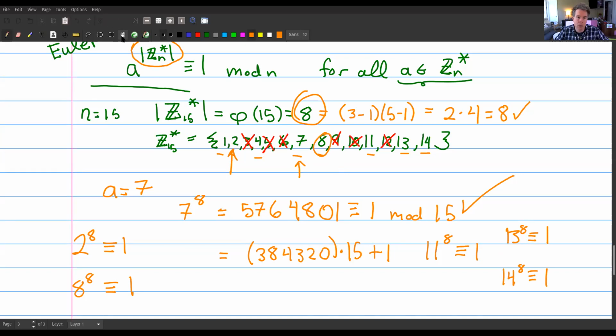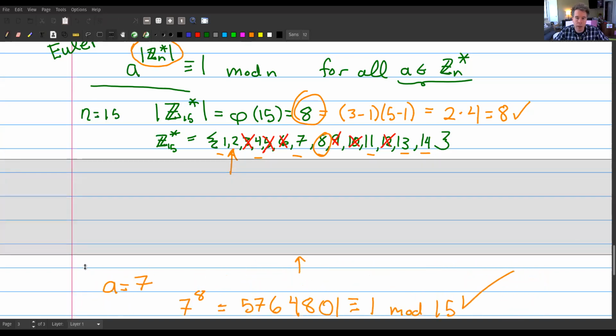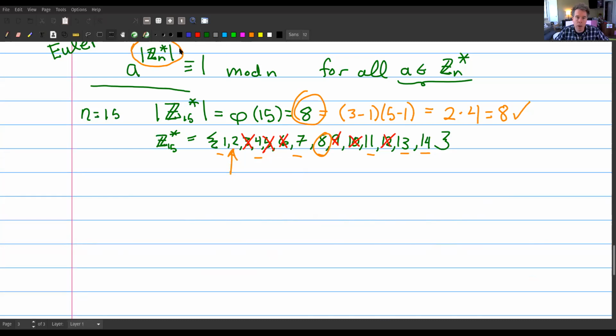It may or may not be true for 5. Should we just check it and see? So now the promise does not hold for 5. So let's just see what happens here. So 5 to the 8th power is, let's go back to our little terminal, wherever that is. Where's my mouse?